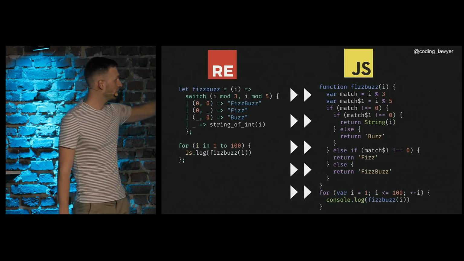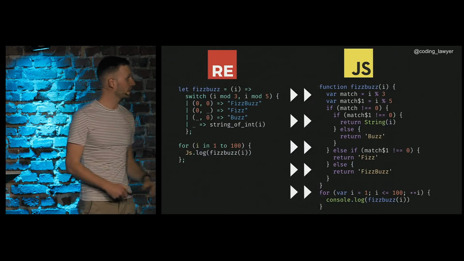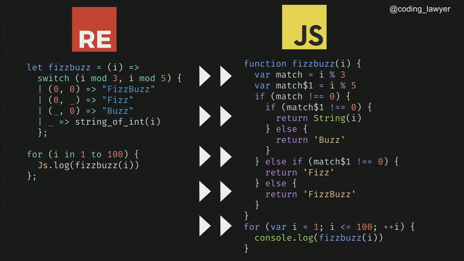I mean, the compilation is really, really fast. Now, let's take our FizzBuzz algorithm and compile it to JavaScript. This is the resulting JavaScript code from BuckleScript, and if you take a look at it, it's pretty readable, right? I mean, it looks like it was written by a JavaScript developer. And it's a great advantage of this compiler because you get this nicely formatted code that's pretty good to read.